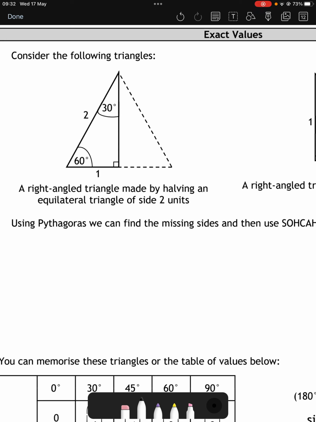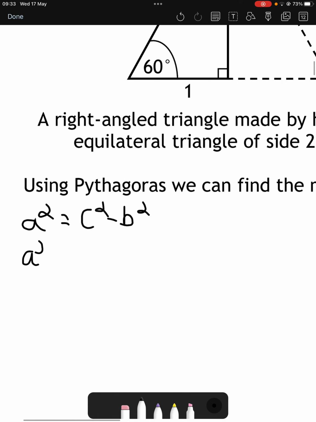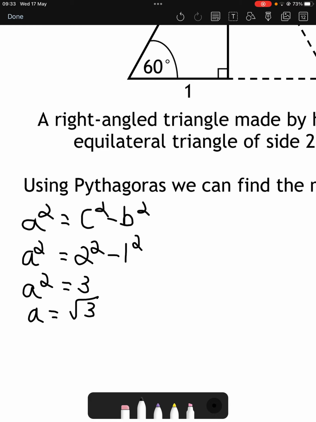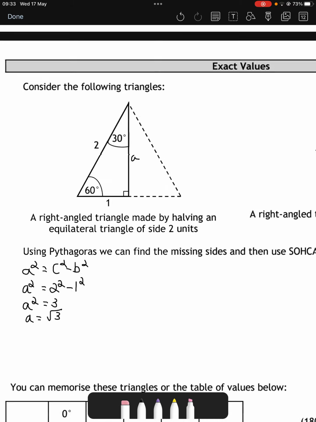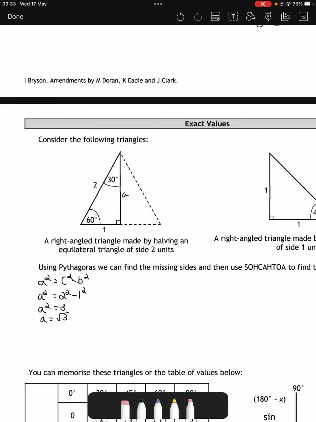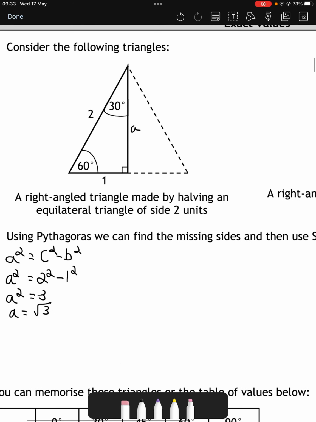So if we've got a right angle triangle there, we're going to figure out this side, it's just called A. So I'll put it down here. A squared is going to be C squared, take away B squared. 2 squared, take away 1 squared, which is obviously 3. So A must be root 3. Okay, so how is that important? We can use SOHCAHTOA to figure out these things called exact values, and that's basically what's going to go in this table below.